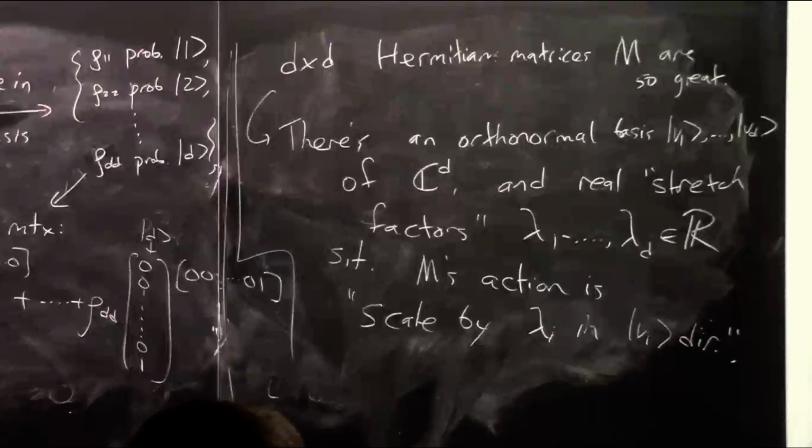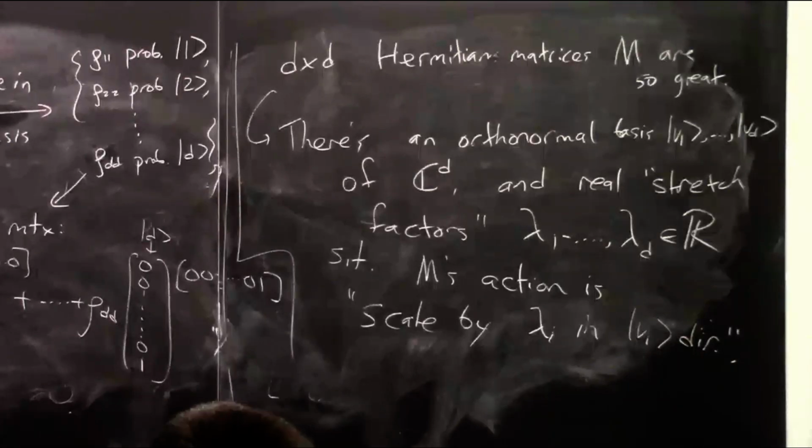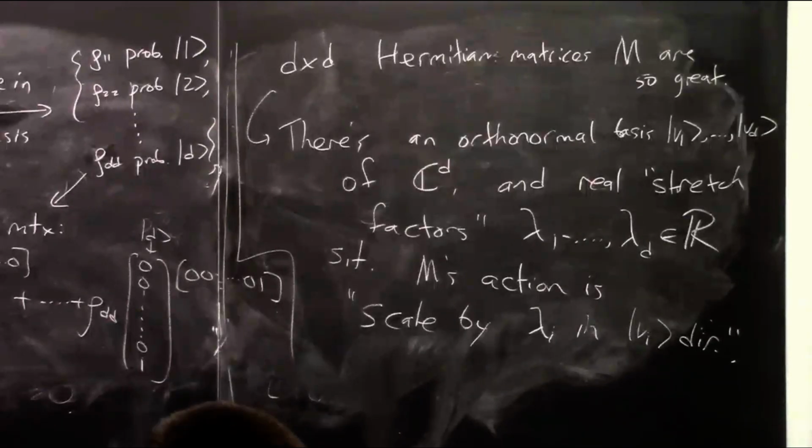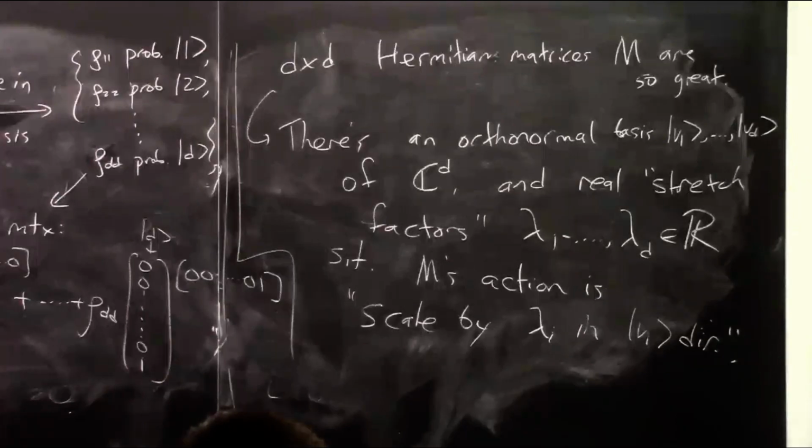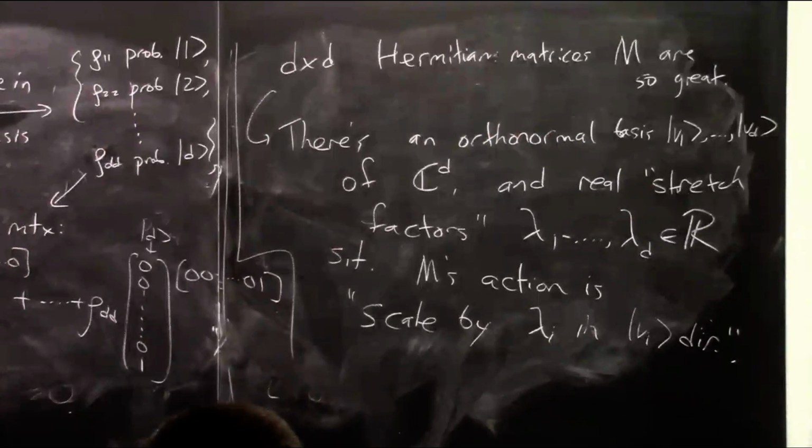Okay? So if you have any Hermitian matrix, this is how you think of it. It just means there's some orthonormal basis, not necessarily the standard one, plus some real number associated to each of the directions, such that its action is stretching by that real number in the associated direction. If it's negative, that's like a reflection. So that's a Hermitian matrix. It's generally a scaling operation, but in a rotated basis.